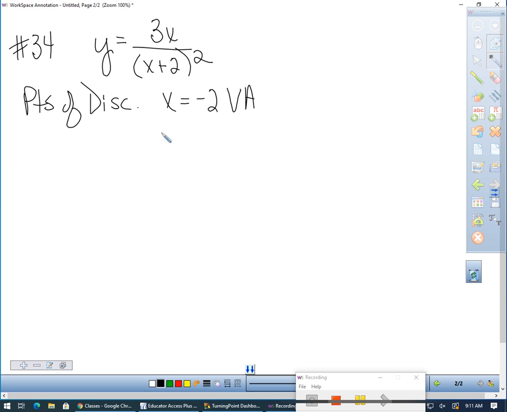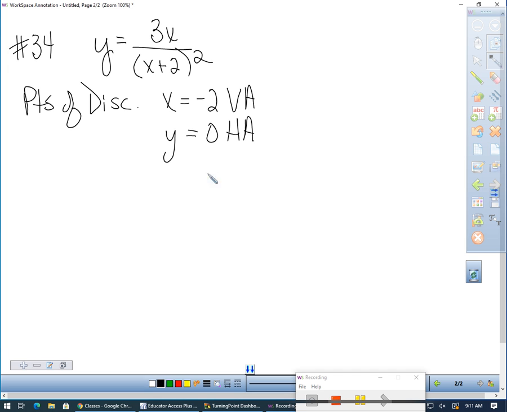Let's talk about a horizontal asymptote. If we were to multiply this out, it would give us an x squared term on the bottom. So I have 0x squared over 1x squared. So y equals 0 is our horizontal asymptote.